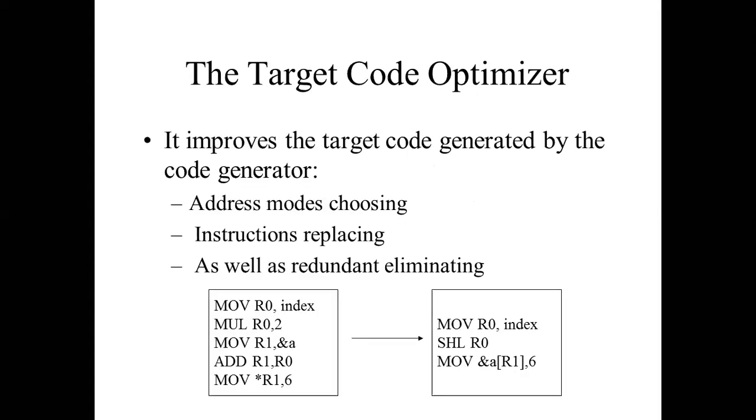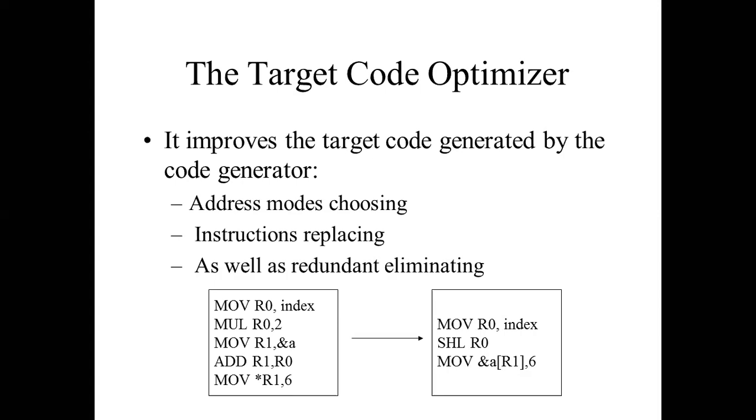So the target code optimizer: similarly, we can use the same optimization technique on the output side, that is called the target code. If we use the optimization technique on the right side, that is called the target code optimizer. It improves the target code generated by the code generator. Target code is nothing but the result, or we can say the output of the program.